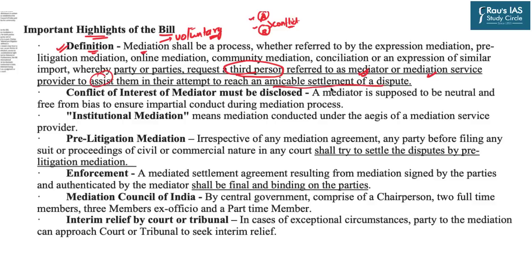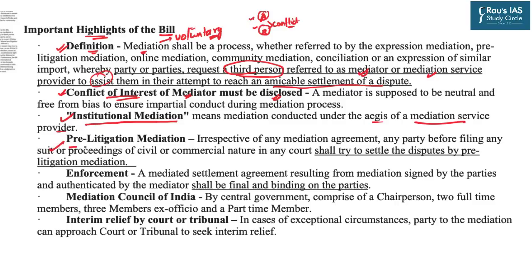The second important aspect is that, in order to ensure the neutrality of the mediator, it is a mandatory provision that the conflict of interest of a mediator, if it exists, must be disclosed prior to all the proceedings of this mediation. The third aspect is that this bill also provides for an institutional mechanism of mediation, which will be under the aegis of the mediation service provider.